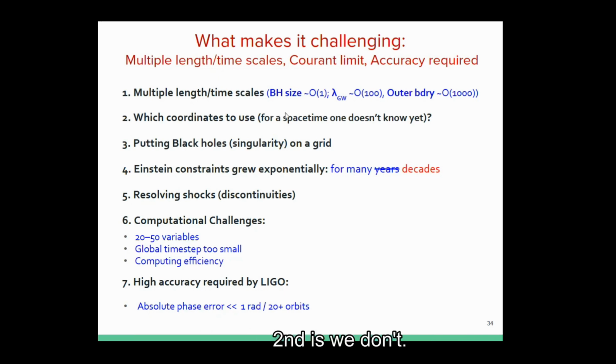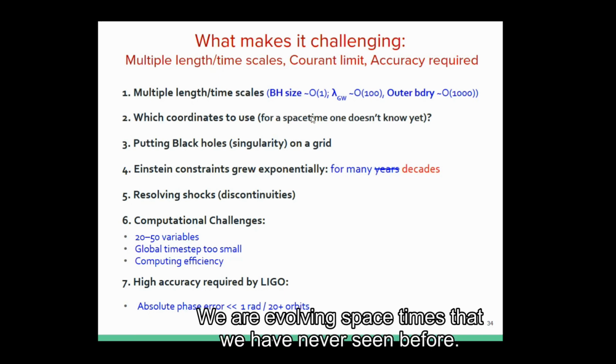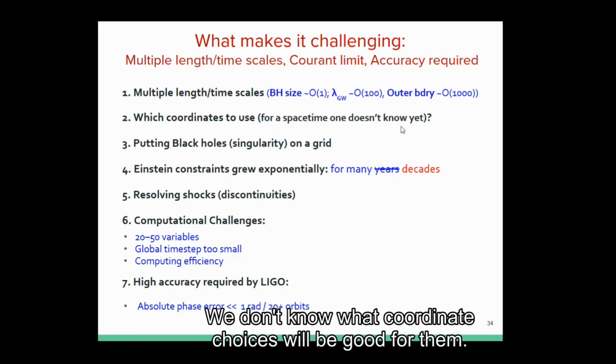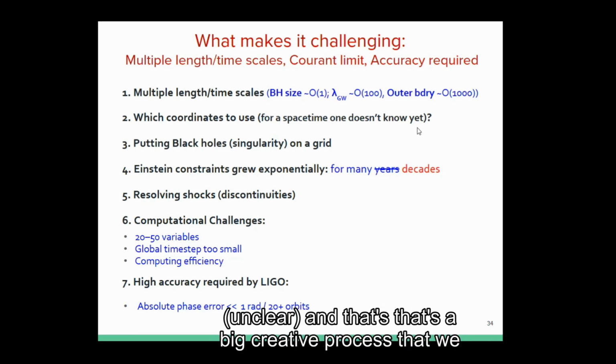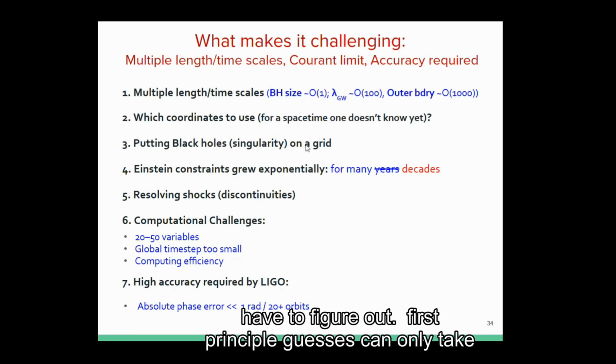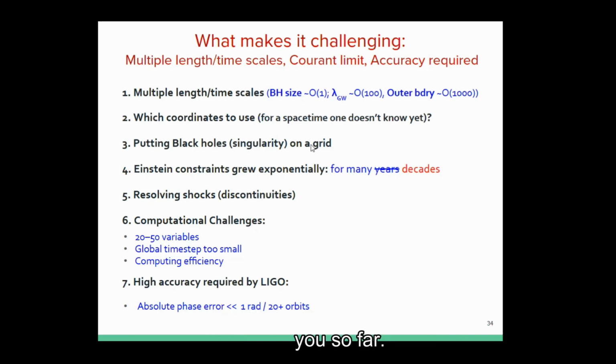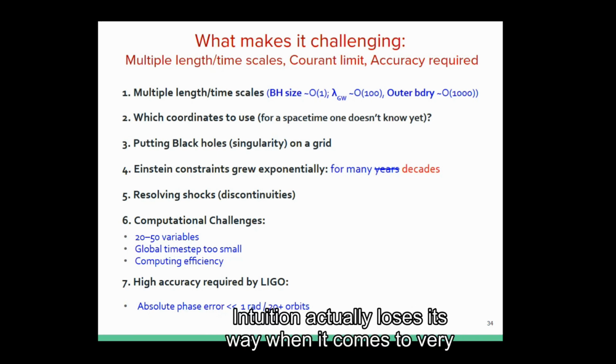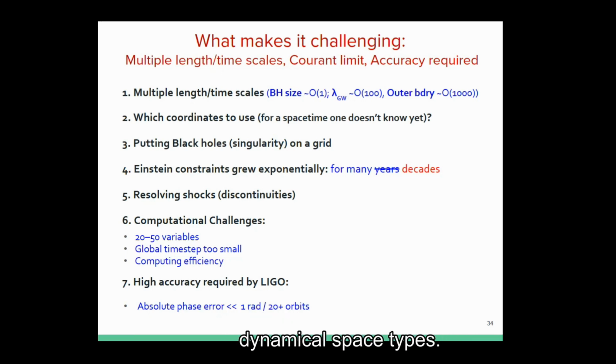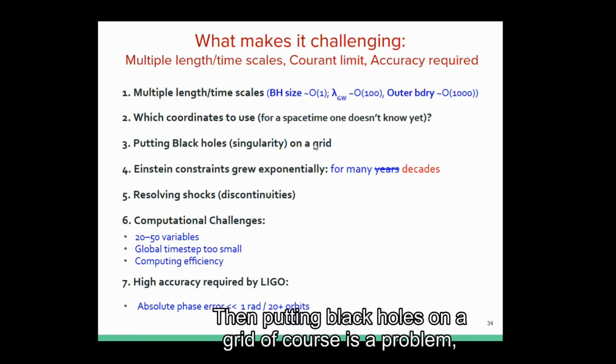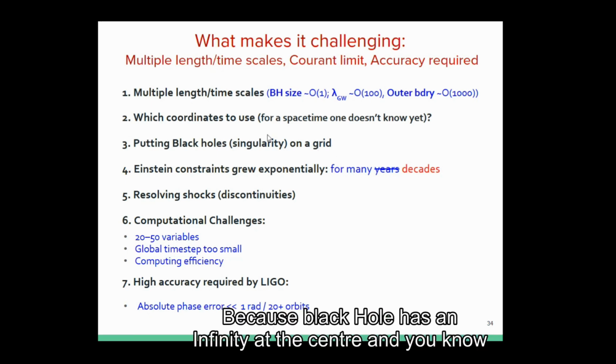Second, we are evolving spacetimes that we have never seen before. We don't know what coordinate choices will be good for them, and what coordinate choices will end up happening dynamically. That's a big iterative process that we have to follow to figure out what choice will work. First principle guesses can only take you so far. Intuition really loses its way when it comes to very dynamical spacetimes. Then putting black holes on a grid, of course, is a problem, because a black hole has an infinity at the center, and we know computers don't like it.